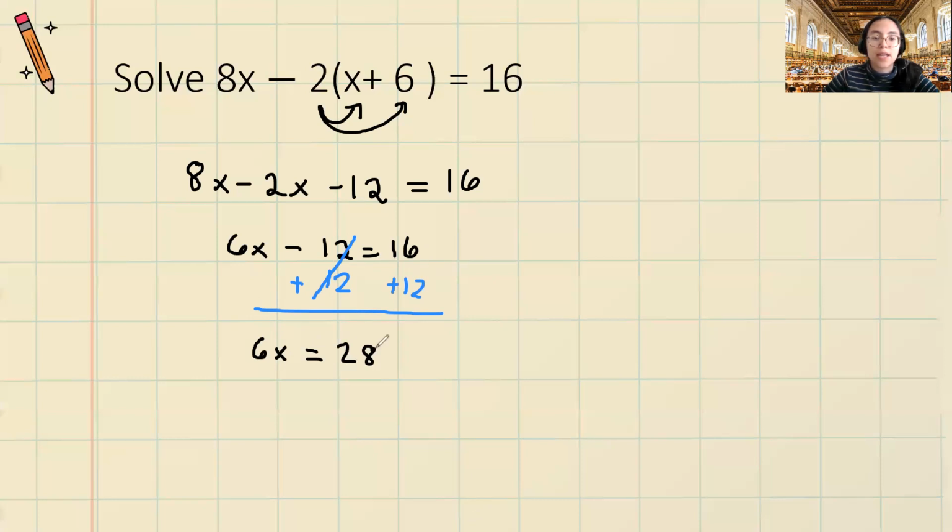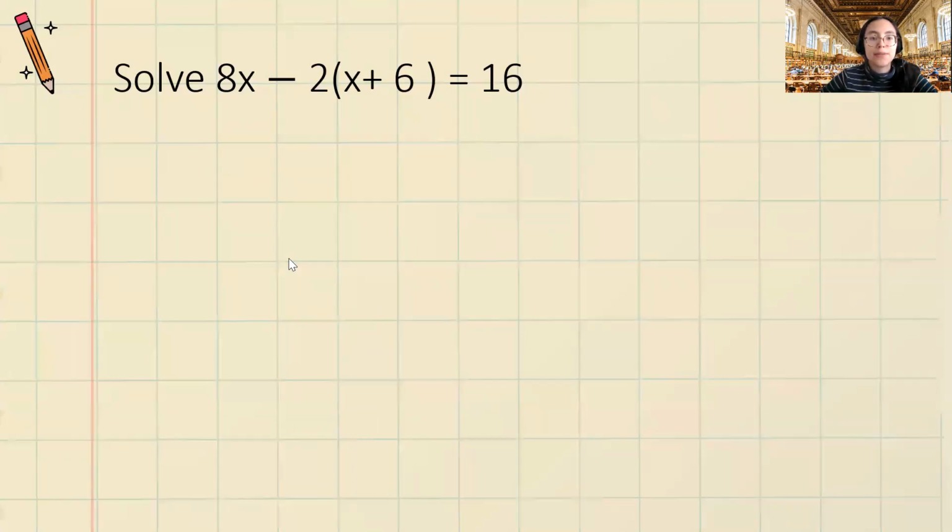to give me 28. Okay, now I have 6 times x is equal to 28, and 6 is being multiplied. So in order to undo that, I'm going to divide. The x's will cancel. I can bring down 28 divided by 6. And you can reduce this if you would like, but I'm just going to leave it as is, okay? So that we can move on to the next example.